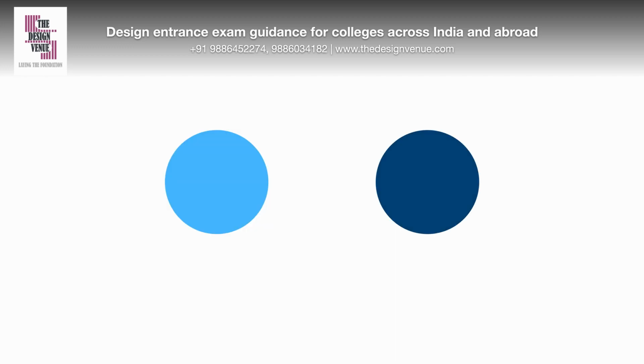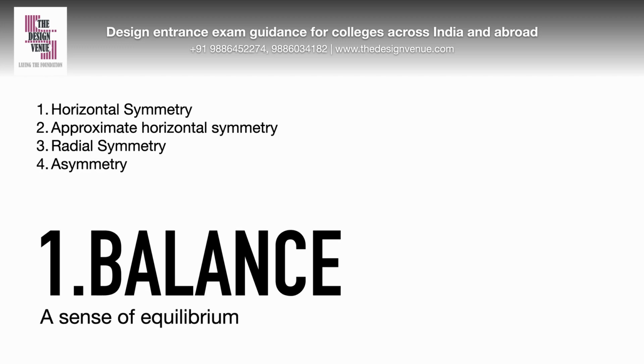What about this one? Even here, the composition is not balanced. Darker colors are considered to have more visual weight compared to lighter colors. So, this composition is right heavy. There are 4 ways of achieving balance.